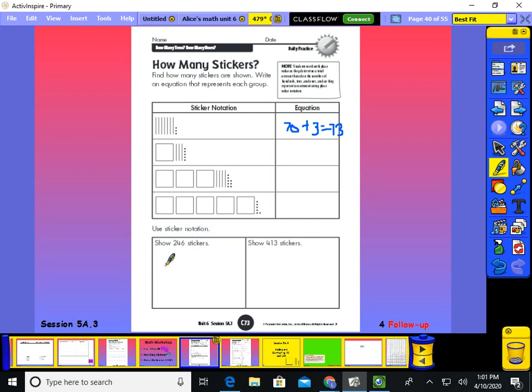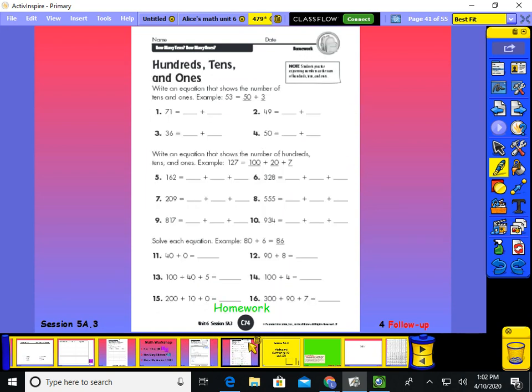So if this said 246, there's a 2 in the hundreds place. And there's a 4 in the tens place. And there's a 6 in the ones place. You're just representing it in picture form. So I think they'll be fairly good at that.